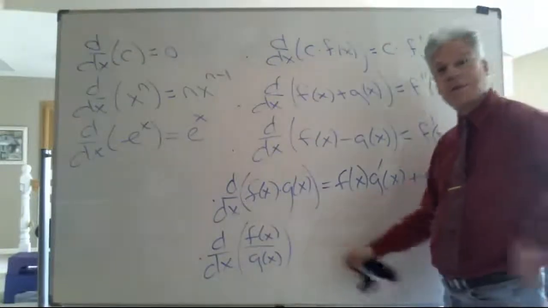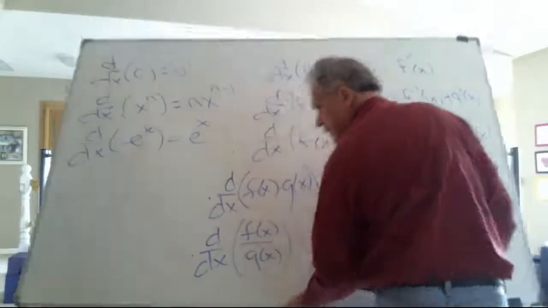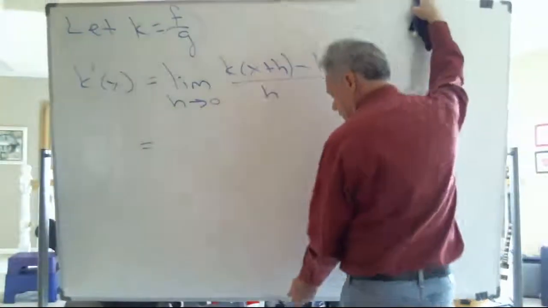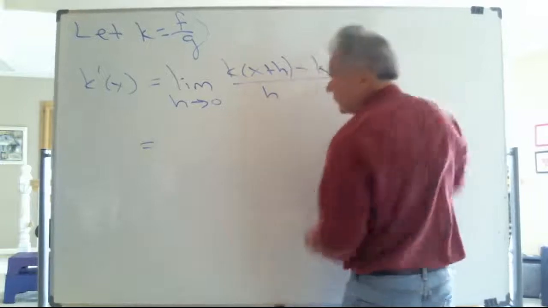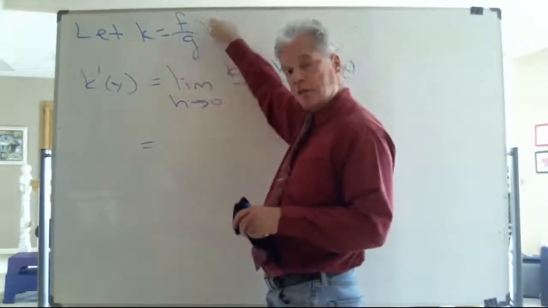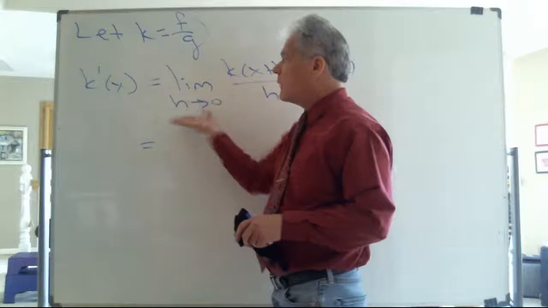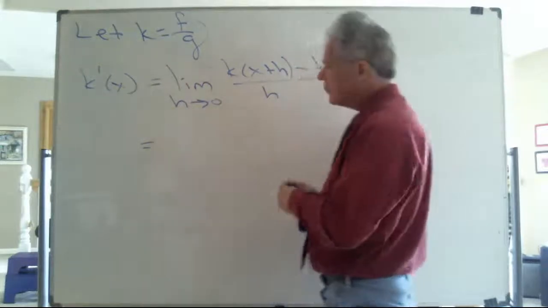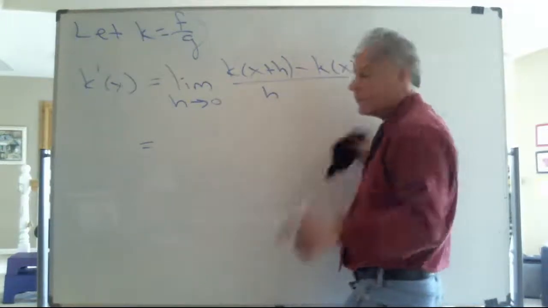This is what's next on my list. Let's see if you and I can determine how we can differentiate the ratio of two functions. So in my usual fashion, let's let k be equal to this. To differentiate using my definition, I get the limit of that difference quotient. Now let me just play.